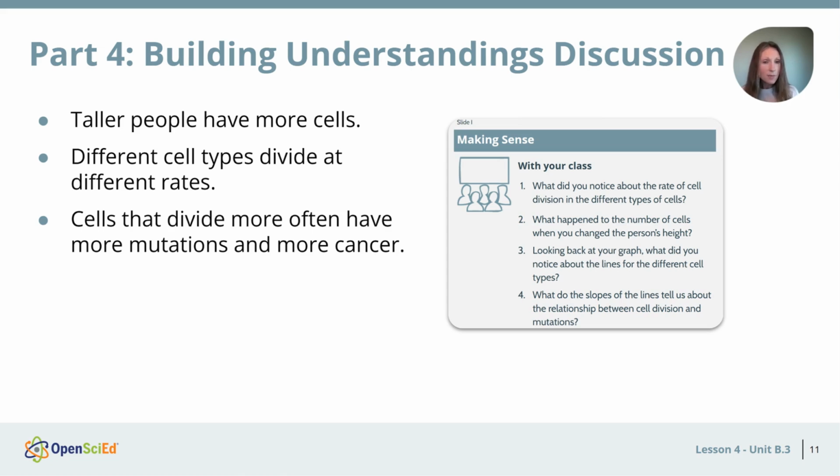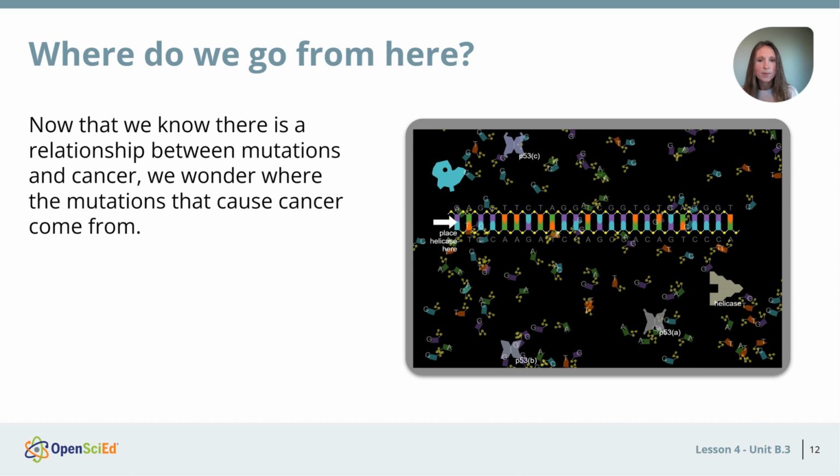It is important to make sure that mutations are called out in this lesson because the next 2 lessons will focus on mutations. By the end of this lesson, students have figured out that some types of cancer are more common than others because some cells divide more frequently than others, and that taller and older people are at a higher risk of cancer because they have more cell divisions.